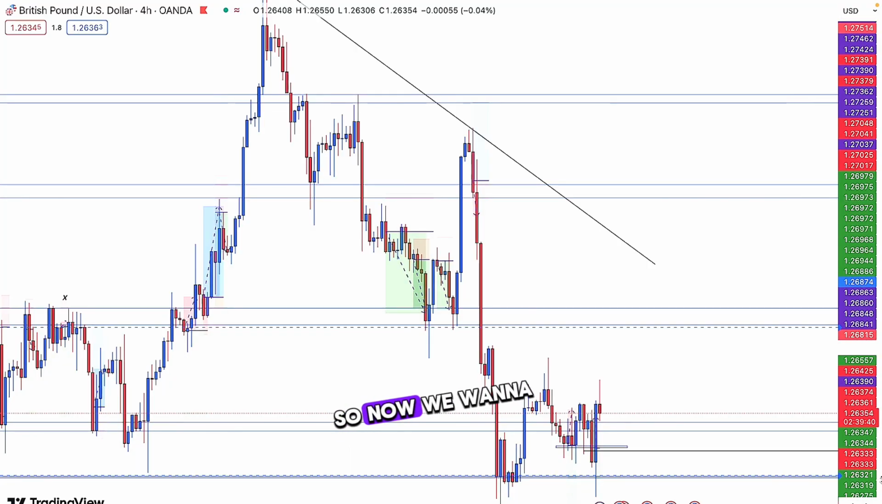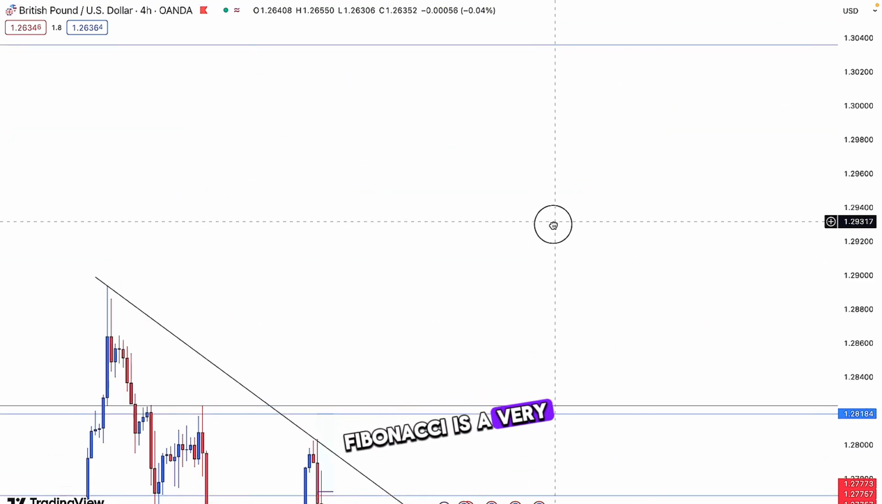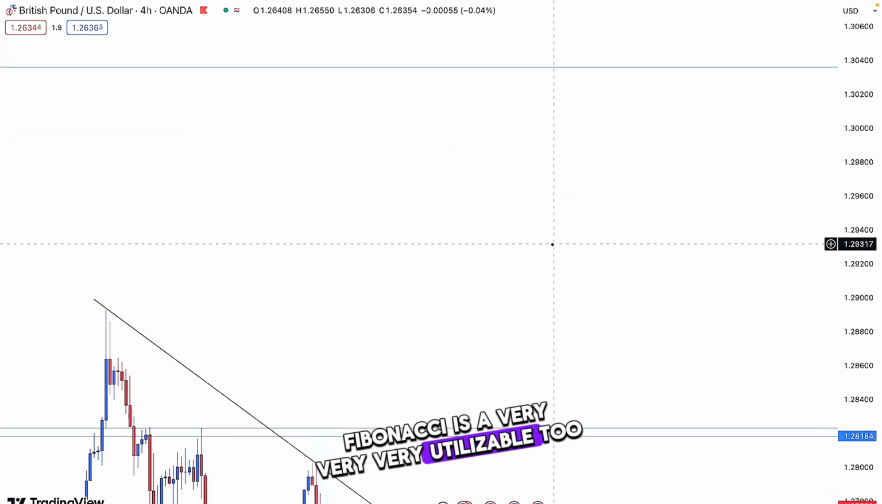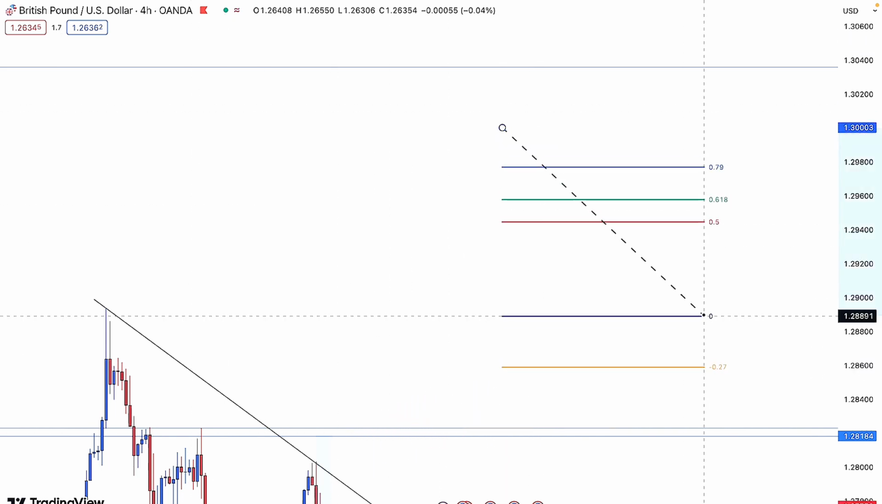So now we want to talk about the usefulness of Fibonacci. Yeah, I get a lot of questions. How do I use the Fib? How can my Fib look like yours? If you're confused and you don't know what a Fibonacci is, it's a very utilizable tool, if there's any word like that. This is what a Fib looks like.